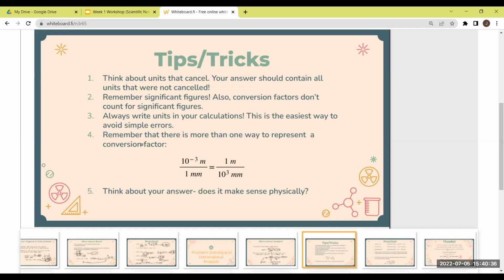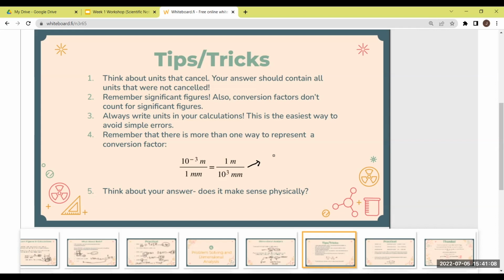And four, remember that there's going to be more than one way that you can represent a conversion factor. So we see this one right here as 10 to the negative 3 meters per 1 millimeter is actually the same thing as 1 meter is equal to 10 to the 3 millimeters. This is something that I often encounter and is kind of hard to explain other than to think about it. Does it make sense physically?